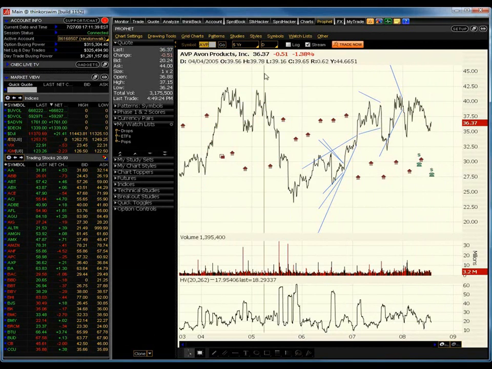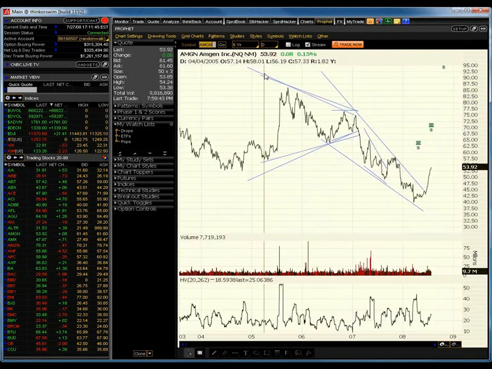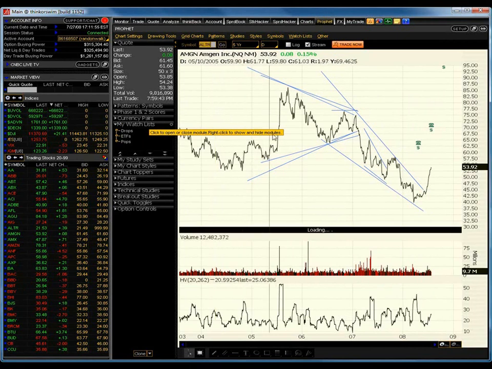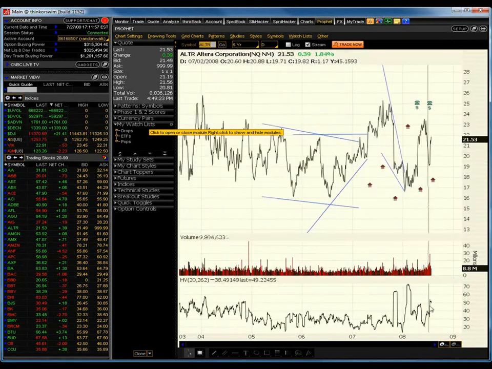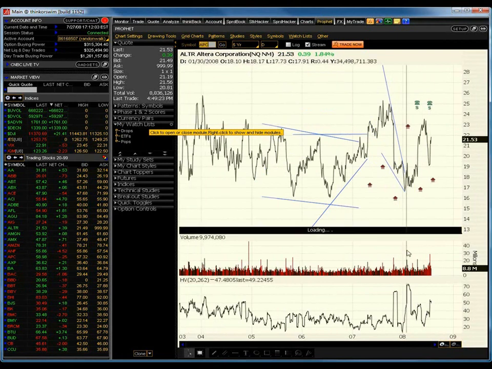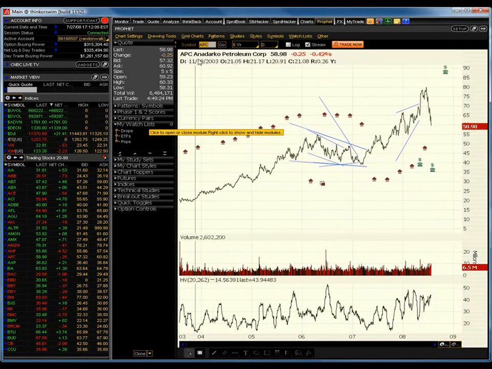Now let's take a look at some of the other ones on my trading list. Let's go to Amgen. This is a judgment call, but I'd say it's probably in the middle of its range right here. Altera Corporation, it looks like it's probably in the higher end of its range. APC, it's in the higher end of its range.